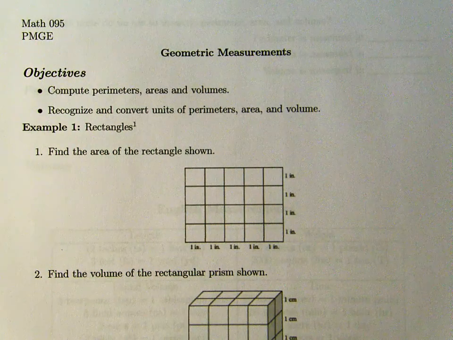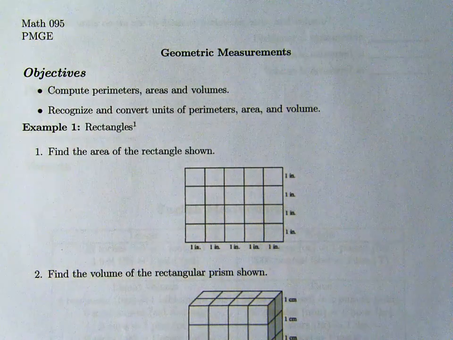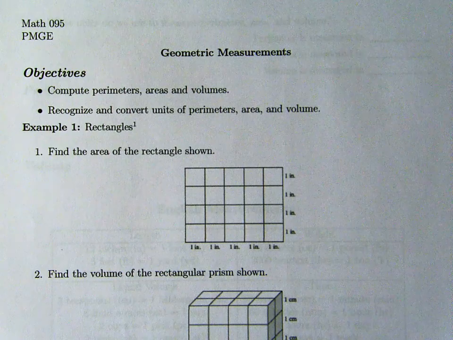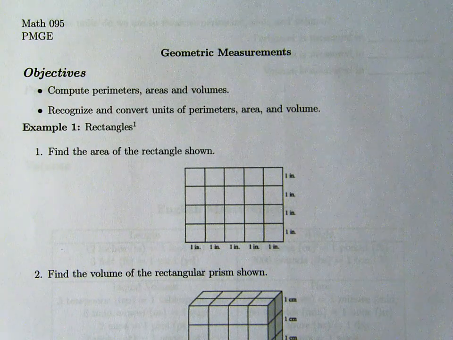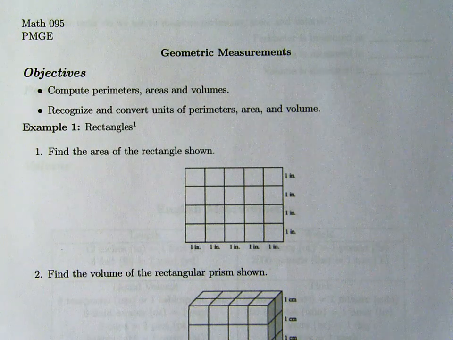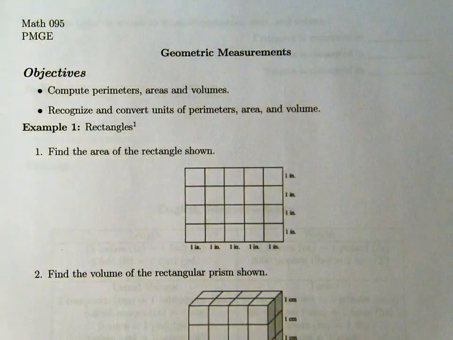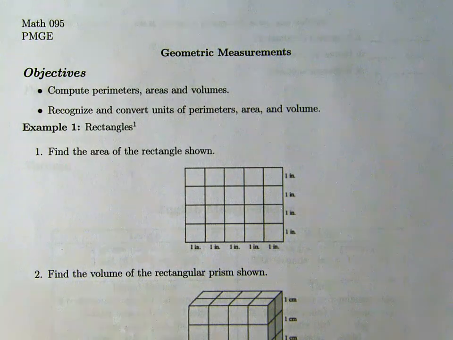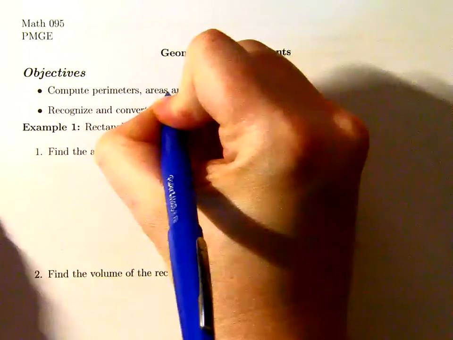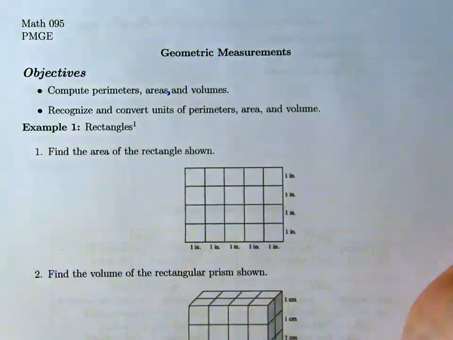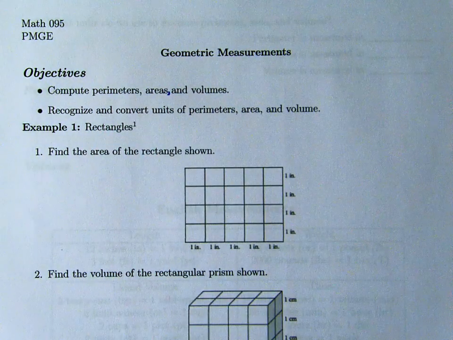In the last section, we talked about functions and formulas. So it's not a stretch to talk about geometric measurements, because that is so full of formulas. Now, we're going to talk about perimeters, areas, and volumes. There's a missing Oxford comma right there that I wish I had not overlooked.